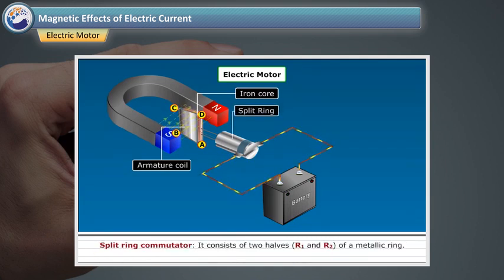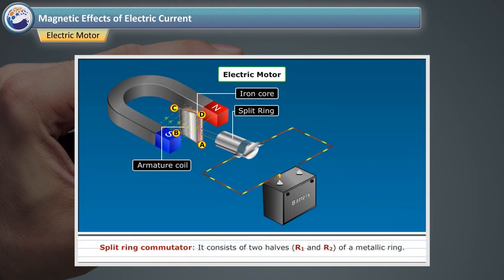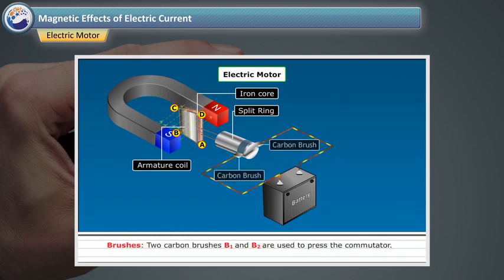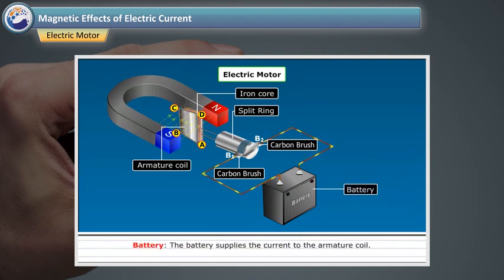Number 3. Split ring commutator. It consists of two halves, R1 and R2 of a metallic ring. The ends of the armature coil are connected to these rings. Commutator reverses the direction of current in the armature coil. Number 4. Brushes. Two carbon brushes B1 and B2 are used to press the commutator. Number 5. Battery. The battery supplies the current to the armature coil.